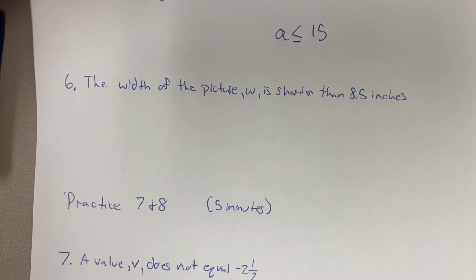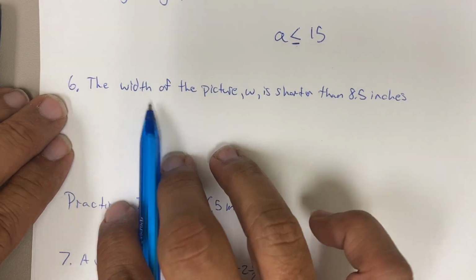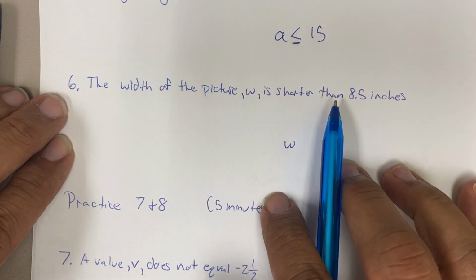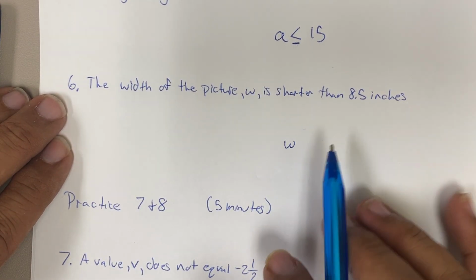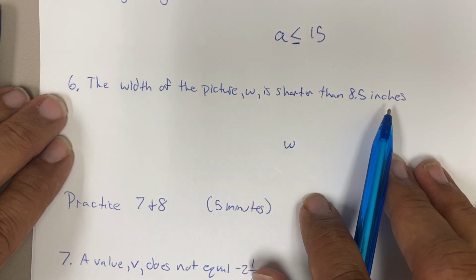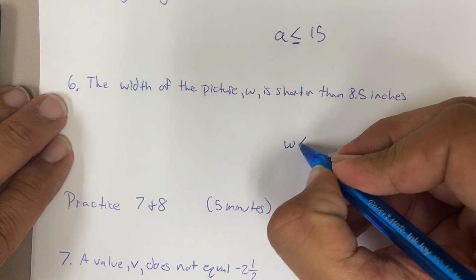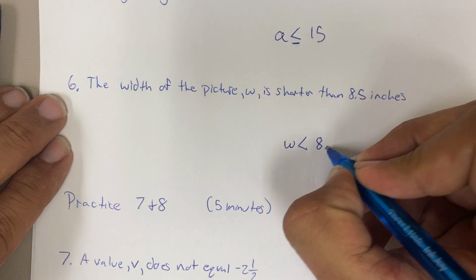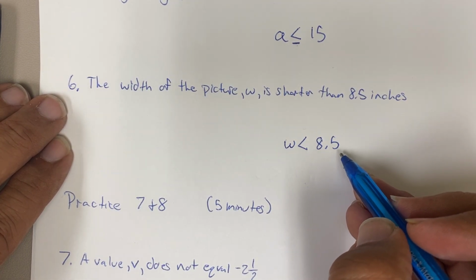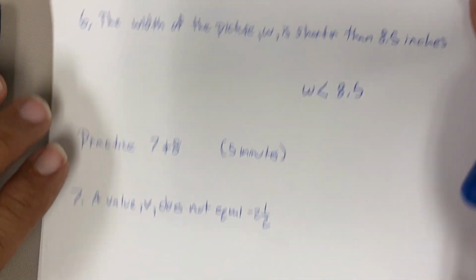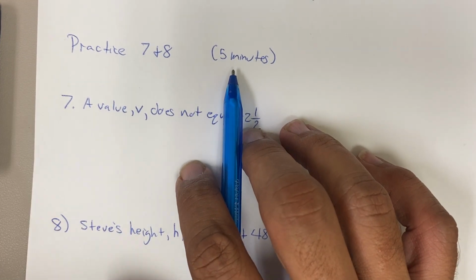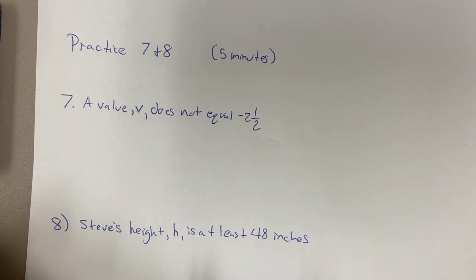Now let's see 6. The width of the picture, W, so W is our variable, is shorter than 8.5. So it can't be 8.5, so there's going to be no equal to sign here. So W is less than 8.5, because no matter what it is, it's going to be less than 8.5. Okay, so now our next practice questions are going to be 7 and 8. I'll give you 5 minutes to do them. They're still on page 364.